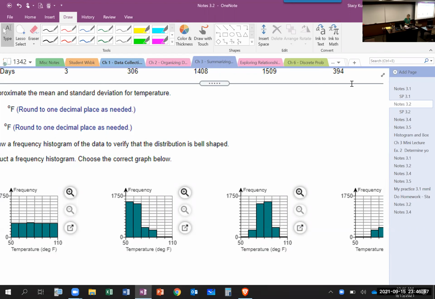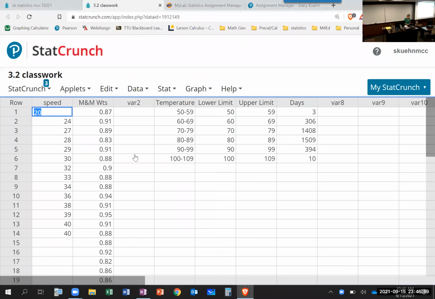And again, the data set should be in our StatCrunch, and you're looking at the M&M weights. It's that column next to the speed column. But let me know if you don't see it for some reason.